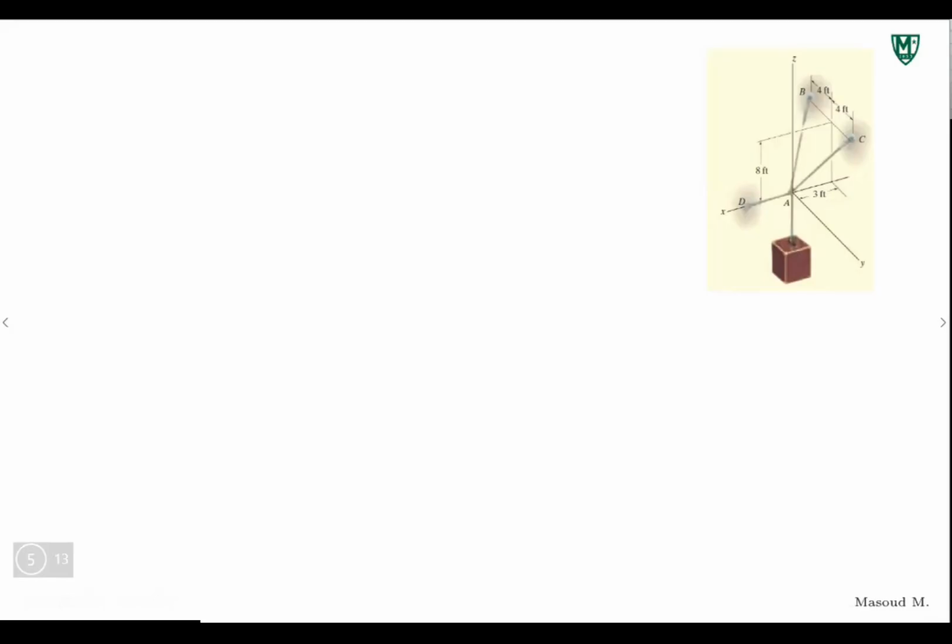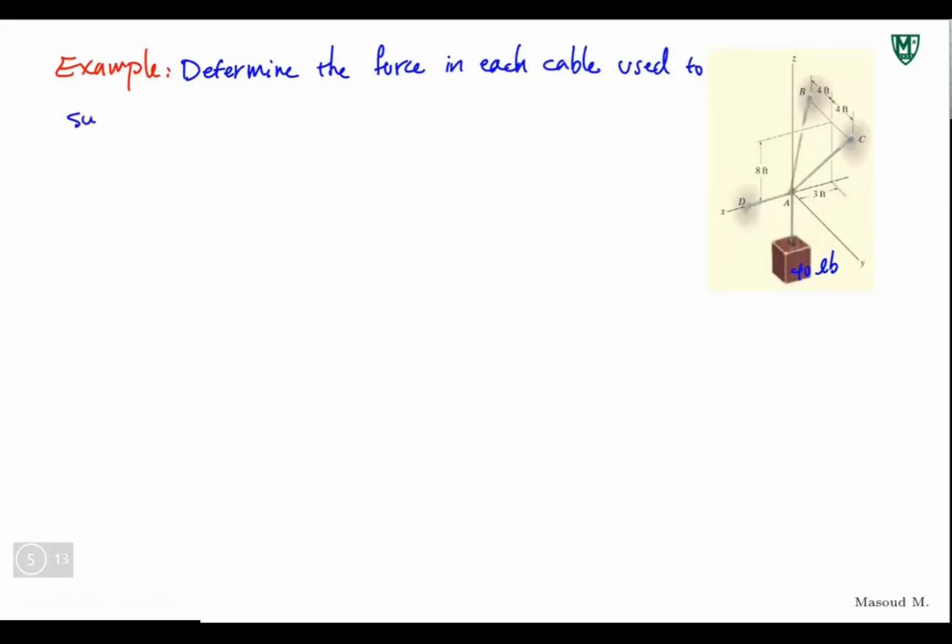Now, I'm asked to find the force in each cable. And what I know is that this mass here is 40 pounds. So this is 40 pounds. Let me just briefly write down. So what you're asked to do is to determine the force in each cable used to support the 40 pounds box.